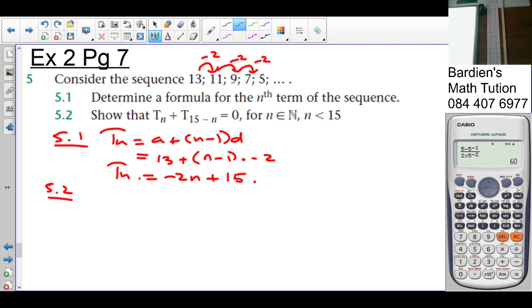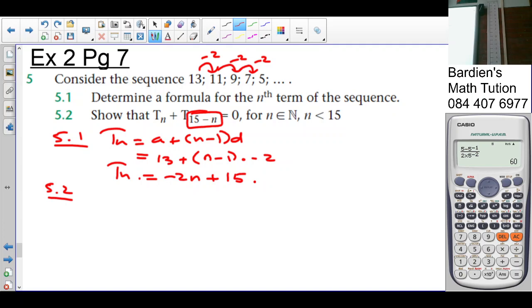Anybody? Yes. Sir, because it's like 15 minus n, sir. Here we go, yes. It's to do with this here, 15 minus n. So if n is less than 15, give me any number less than 15. 14. 15 minus 14 is what? Any other number? Negative 5, no? Can it be negative 5?